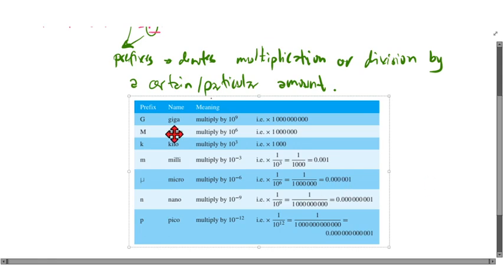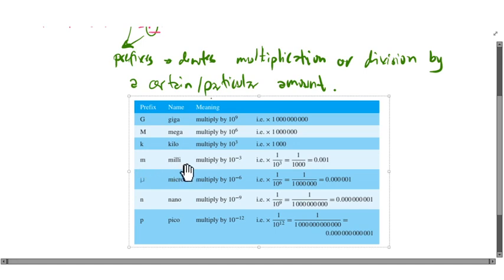So we have first giga, or the prefix G. The name is giga. It means multiply by 10 to the power of 9. Of course, you must also have knowledge of indices or exponents, because 10 to the power of 9 means you multiply 10 by itself 9 times, so 10 times 10 times 10, up to 9 times. Then you have M, mega, multiply by 10 to the power of 6, that is 1 million. For 10 to the power of 9, that is 1 billion. Kilo is multiply by 10 to the power of 3, that is also meant by 1,000.